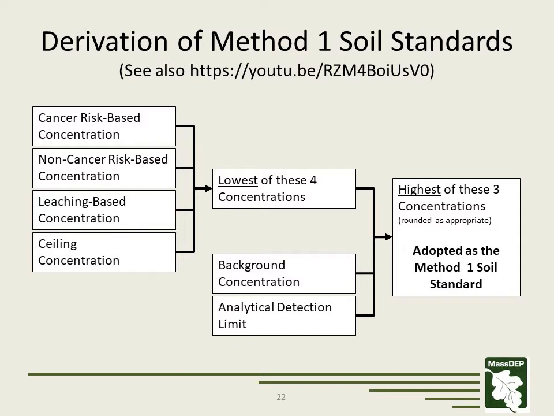Having evaluated these 4 factors, the lowest or the most stringent of these 4 concentrations will be carried forward in the calculations of the soil standard. Just like we've seen previously, we also look at the background concentrations if they exist, and we look at the analytical detection limits to make sure that we can measure the values that we're concerned about. The highest of these 3 concentrations is then adopted as the Method 1 soil standard for that particular combination of soil category and groundwater category. We repeat this process another 8 times to get the complete set of Method 1 soil standards.